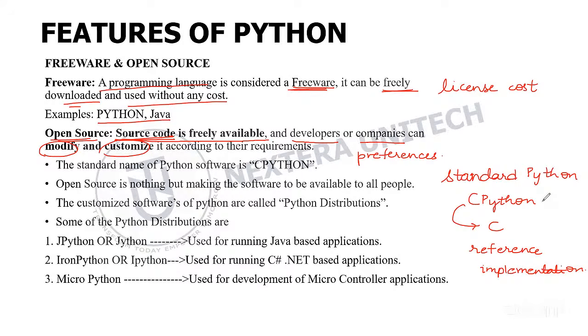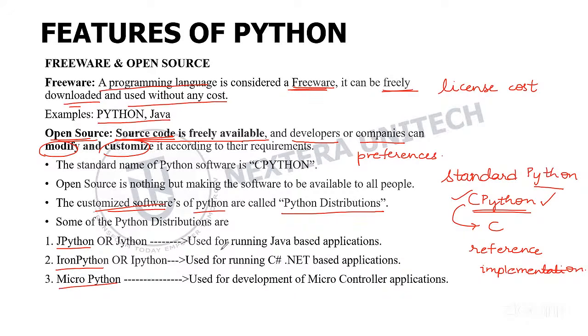So why is this CPython important? Because it is the most widely used Python implementation, and all Python features are first implemented here, and then other Python versions are based on CPython itself. So when companies customize CPython for specific purposes, those customized versions or software of Python are called Python distributions. Some of the Python distributions are Jython, IronPython, and MicroPython.